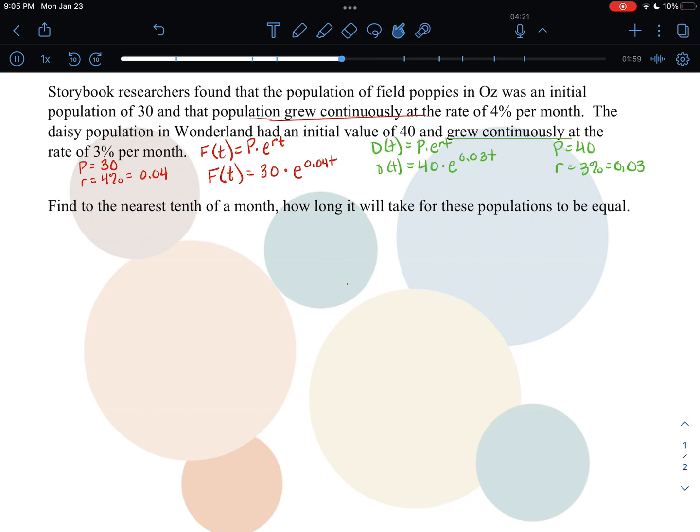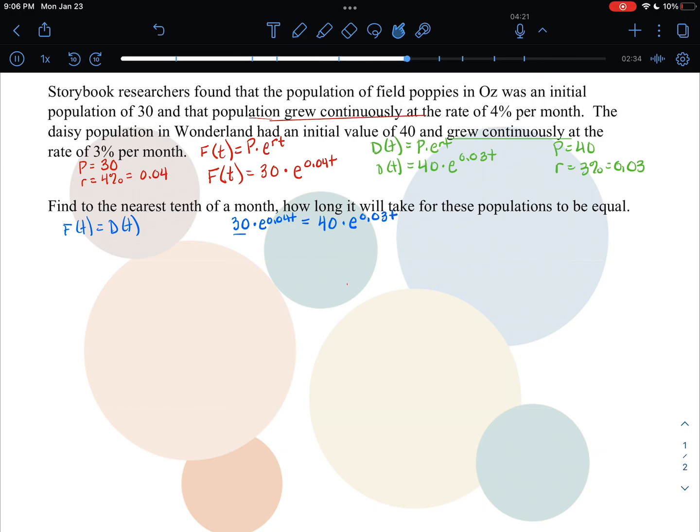The question is then asking me, how long is it going to take for these populations to be equal? I'm going to want to set both equations equal to each other. Essentially, I'm going to be doing f of t is equal to d of t, and I want to find that t variable to find out what time that is that they're equal to each other. So I have 30 times e to the 0.04t equals 40 times e to the 0.03t.